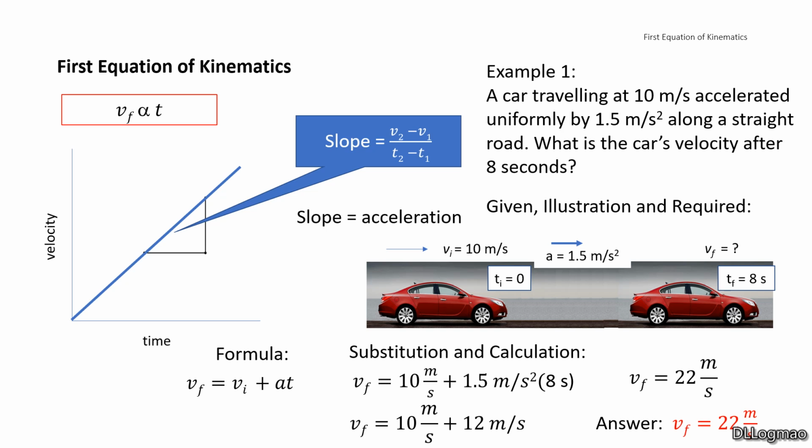What does this final velocity mean? It means that after increasing the velocity by 1.5 meters per second for every 1 second, from 10 meters per second, after 8 seconds, the velocity is 22 meters per second. Also, the acceleration is positive, 1.5 meters per second squared. The final velocity should be greater than the initial velocity. 22 meters per second is greater than 10 meters per second.